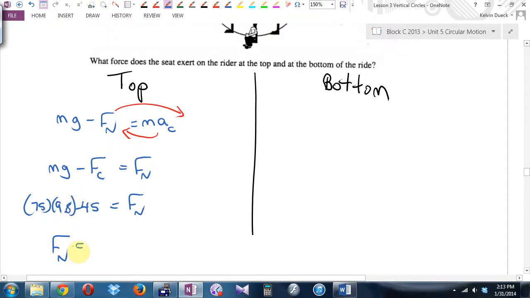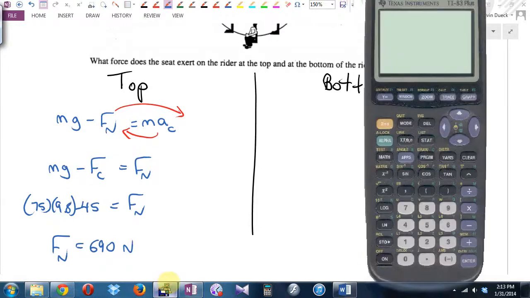What is 75 times 9.8 minus 45? Roughly 750 minus 45, so it's going to be around 700. 600? 690? Compare that with what they would normally feel if they were just standing still: 735 newtons. They feel a little lighter at the top. And if you go on a Ferris wheel, unless it's a really slow-moving one, you can feel a little lighter at the top.